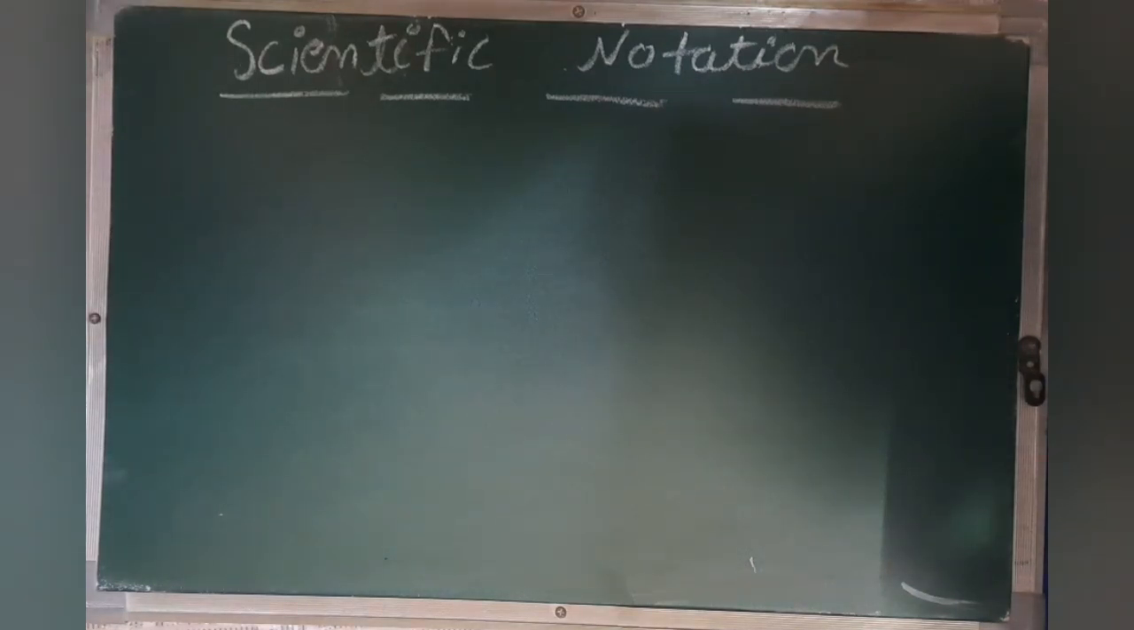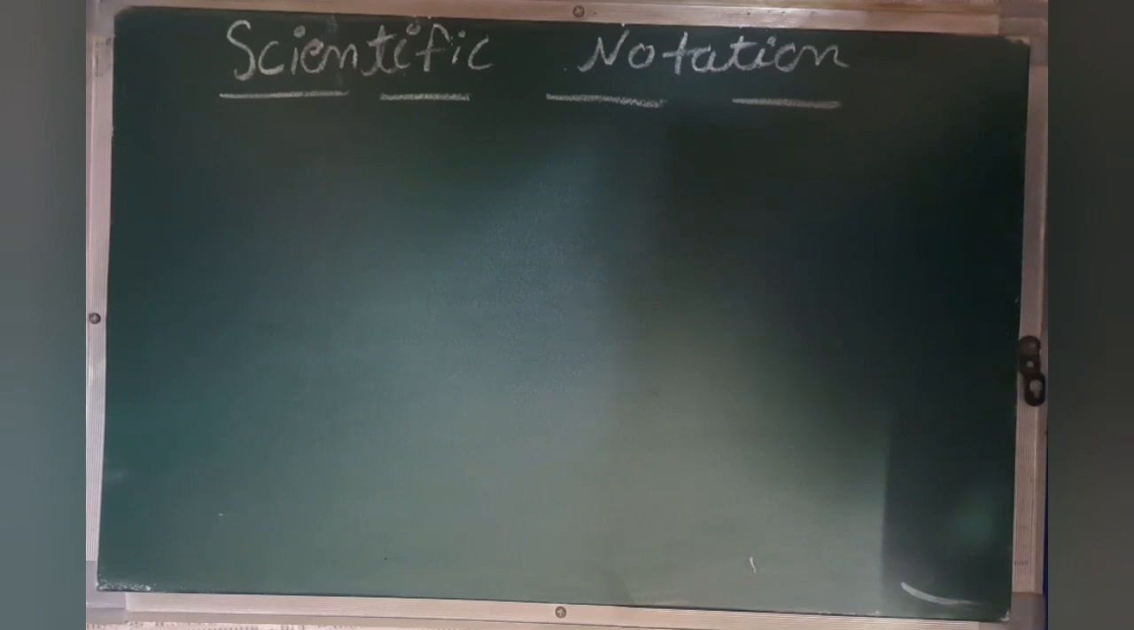So now the next topic is scientific notation. What is scientific notation? Scientific notation is a way of expressing numbers that are too big or too small. To write very big and very small numbers, scientists introduced scientific notation, which is also called standard form.